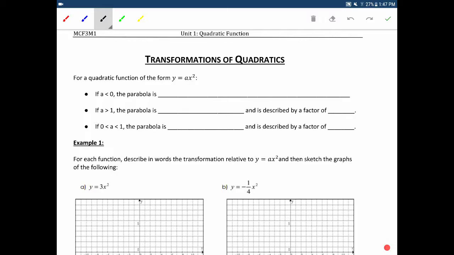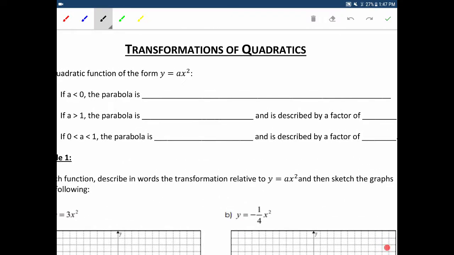So first of all, if a is less than 0, in other words, if we have a negative number in front of the x squared, even if that number is 1 and it's just a negative, then the parabola is flipped in the x-axis. Okay, so it's just going to open down, in other words.